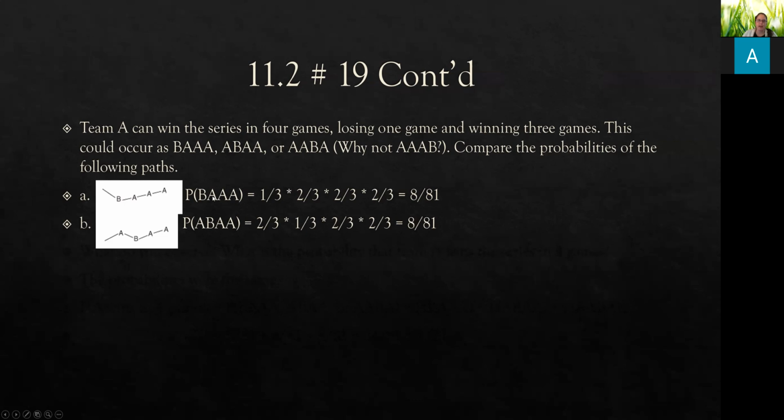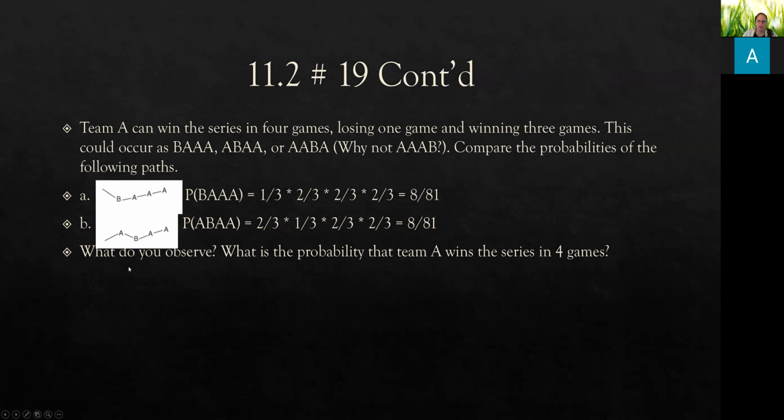So that means if we have 3 A's and a B, the probability of that will always be 8 out of 81. What do we observe? And what's the probability that Team A wins the series in 4 games? So what we observe is that the probabilities are always the same, because we're always going to have 3 factors of 2/3 and 1 factor of 1/3, and that'll always make 8 out of 81.